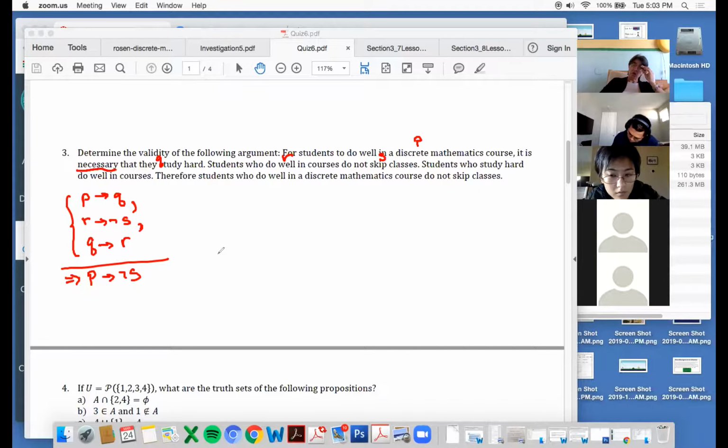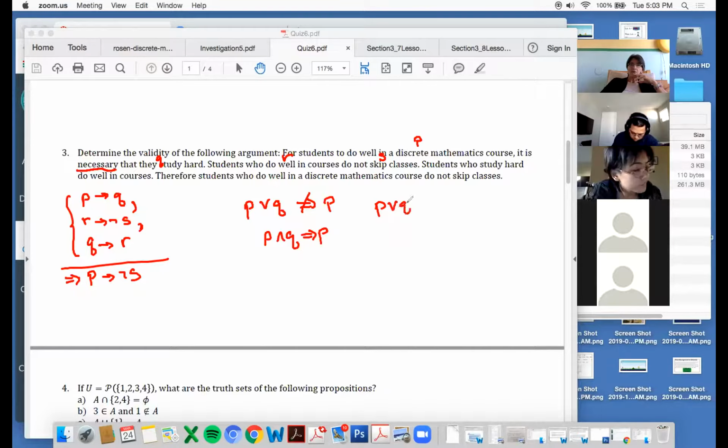So for conjunctive simplification, if we have P and Q, we can conclude P, right? P or Q, the disjunctive, does not imply P. P and Q implies P. But P or Q does not imply P. With disjunctive, if you have P or Q, you also need to know that not Q is true, and then that's going to imply P. That's the disjunctive syllogism.